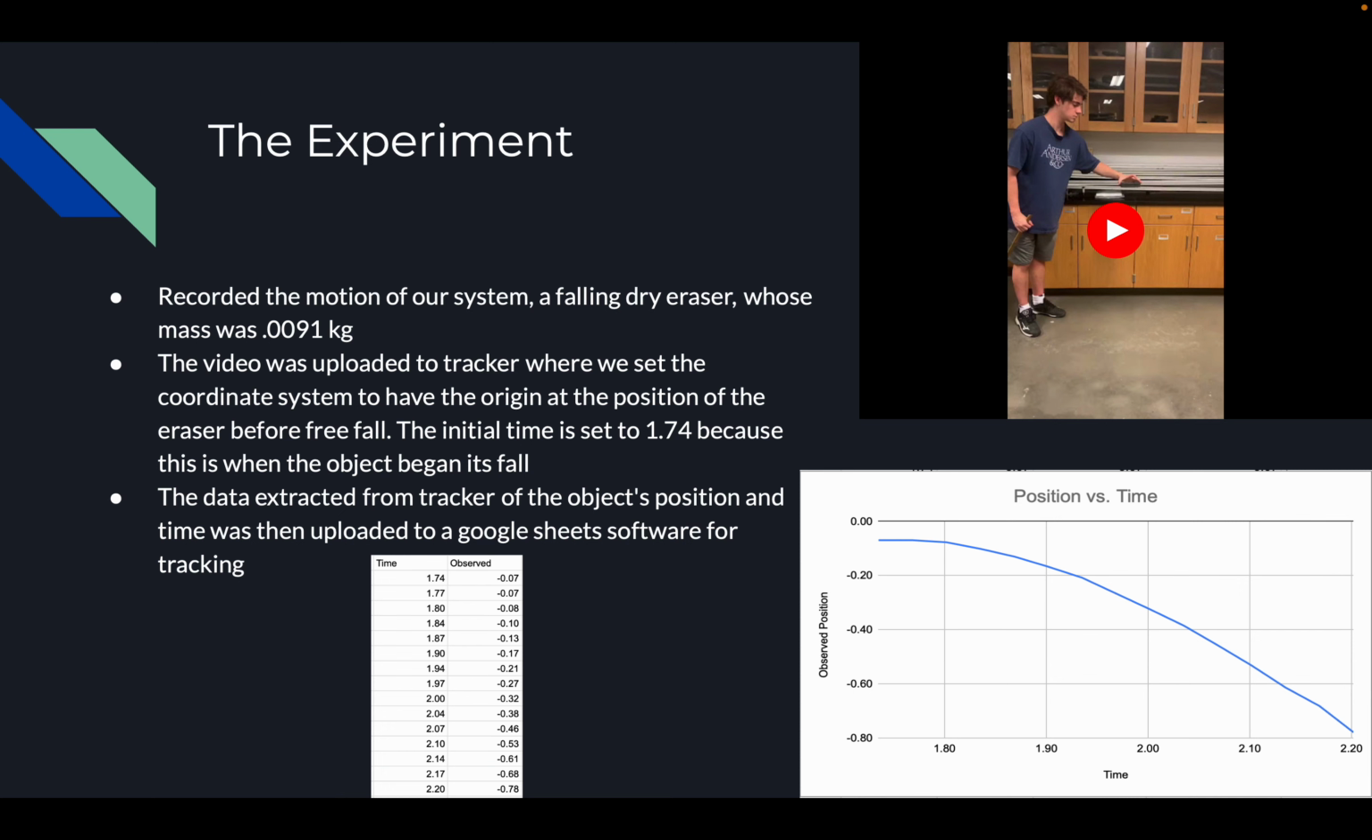The first step was to complete the real-world experiment where we extracted position and time data using the tracker software. Our observed data, as well as a graph of position versus time, can be seen here. It's important to note that the initial time is set to 1.74 seconds because this is the point in our video, which is in the top right corner, where our system began in free fall. We also recorded the mass of the system, the dry eraser, which will come into play for the computational model.